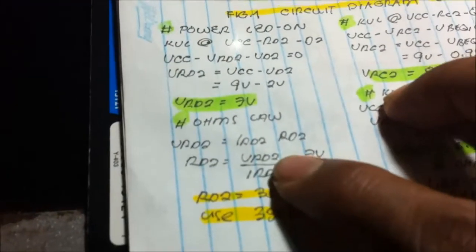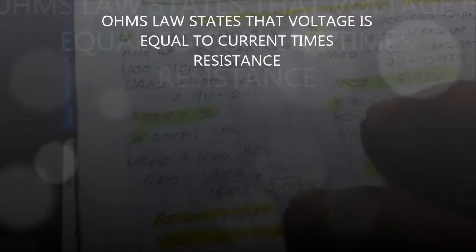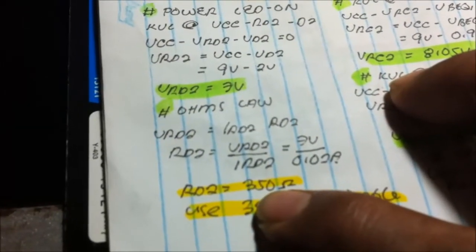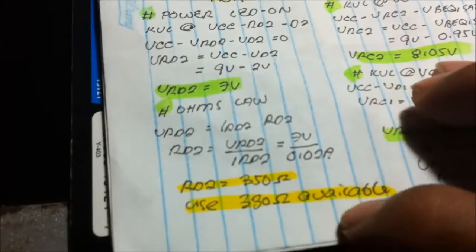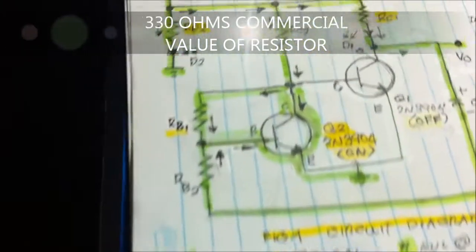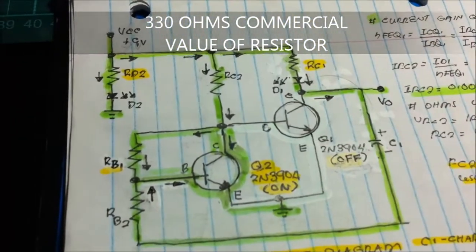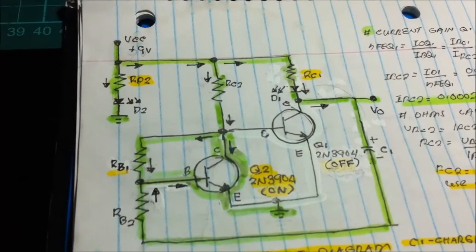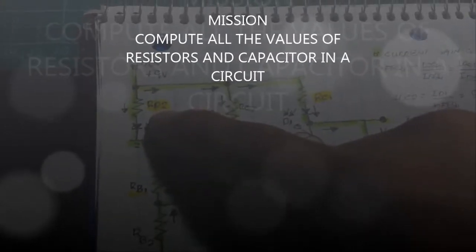Using Ohm's law, I is the current rating of the LED in the datasheet. We got 350 ohms. That is the value of RD2. I'm using a 330 ohms available resistor. So in this circuit, we are going to solve all the values of the resistors here. This now is 330 ohms.